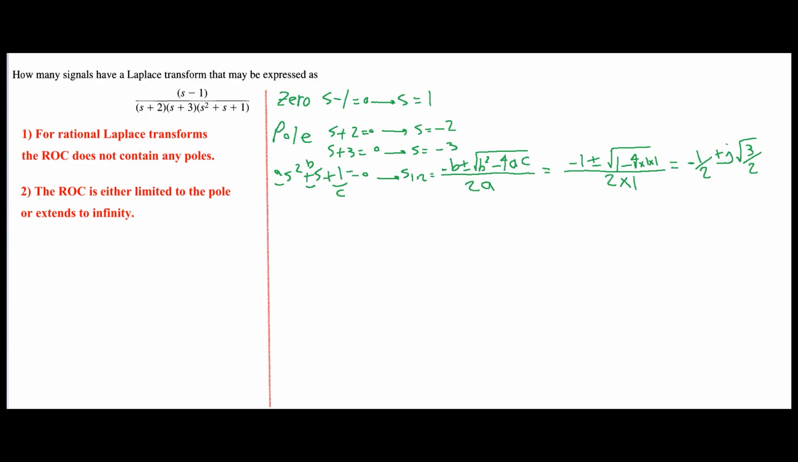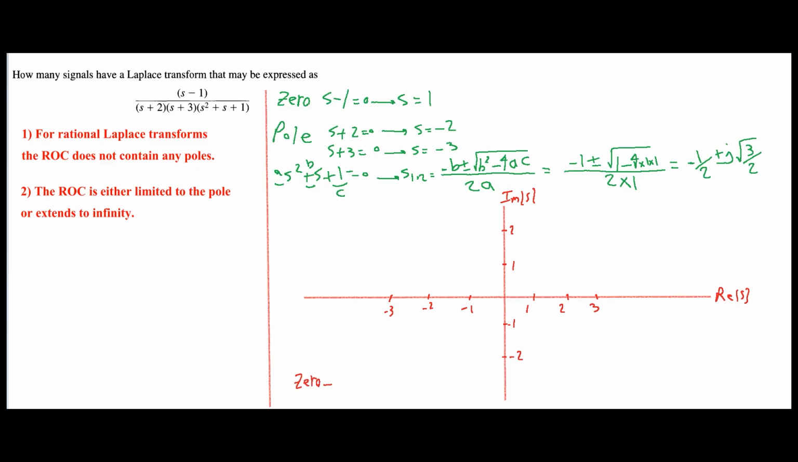Now, let's draw the pole zero plots. In a pole zero diagram, zeros are shown with circles and poles are shown with crosses. If we mark the poles and zeros here, the diagram will look like the figure shown.